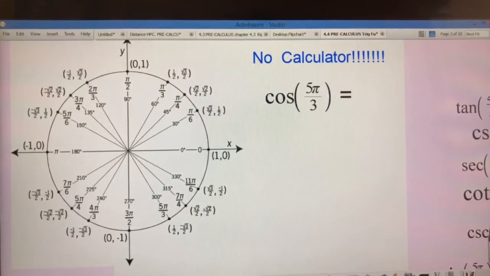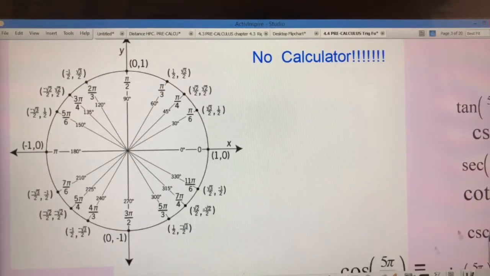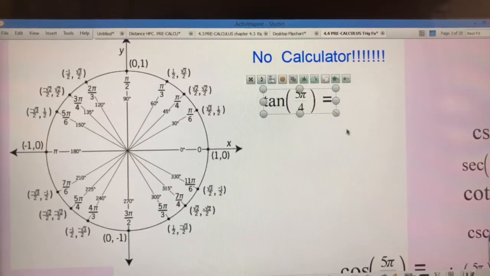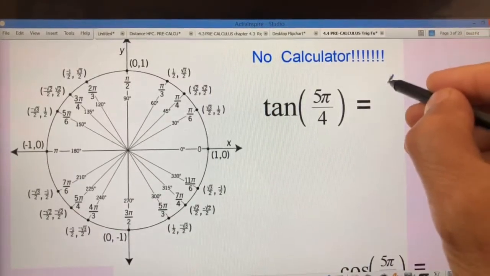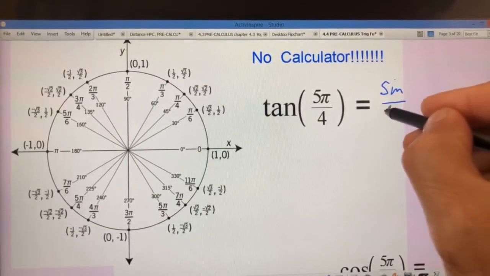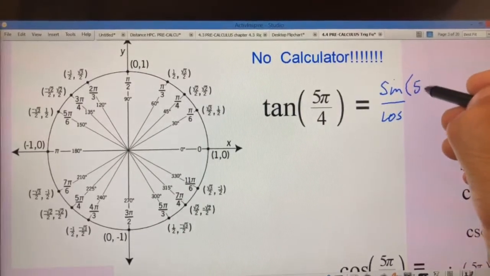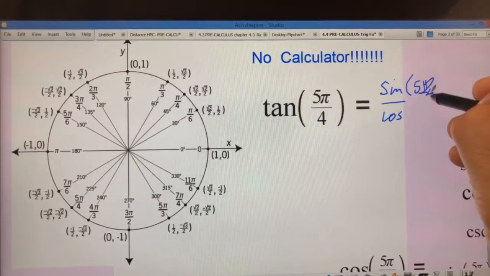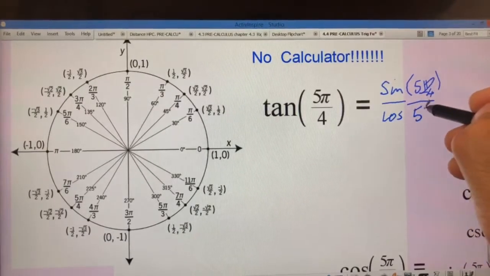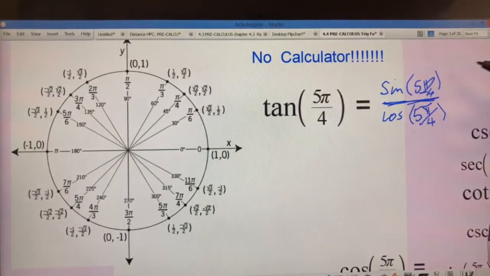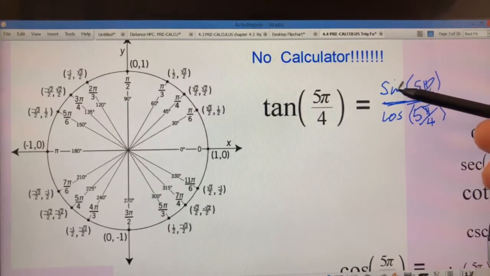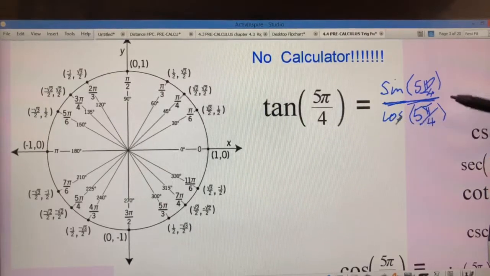All right, so let me check the time. That's about 4 minutes in. What about the business of tangent at 5 pi over 4? Now, tangent is supposed to be your sine over cosine at that angle. So if I put the angle 5 pi over 4 here, I should put 5 pi over 4 here down in the bottom as well. So we're looking for the value on the sine divided by the value on the cosine at that same angle. So the angle 5 pi over 4.